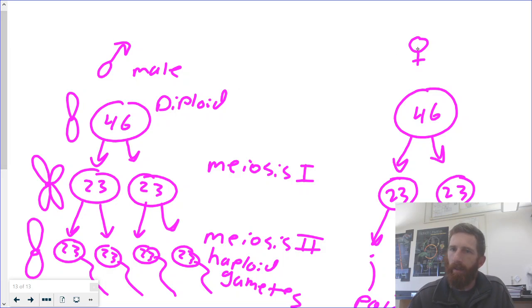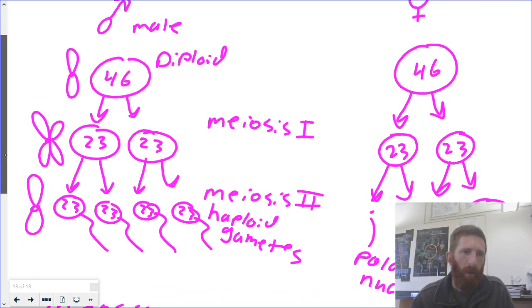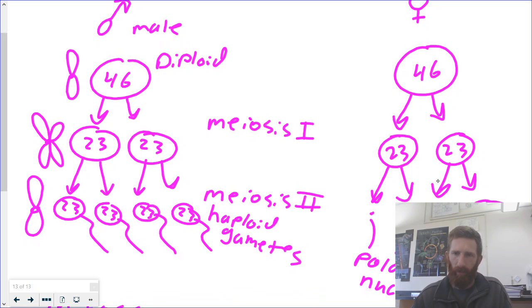Now, females, it's a little bit different. We still start out with 46 chromosomes, and then we go through meiosis 1, 23 butterfly-shaped chromosomes, same. But then in meiosis 2, something totally different happens: 3 of these future possible gametes shrink and become nothing, and they get reabsorbed into the ovary, because that's where this process happens. And they become what we call polar nuclei.